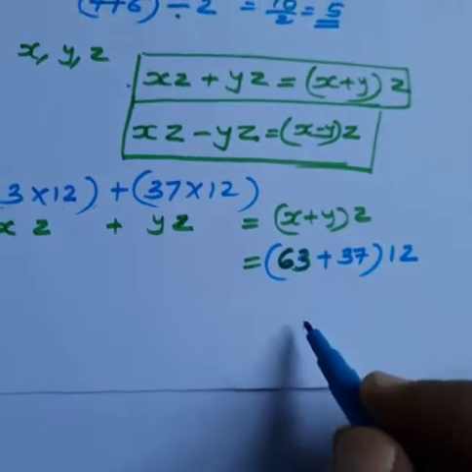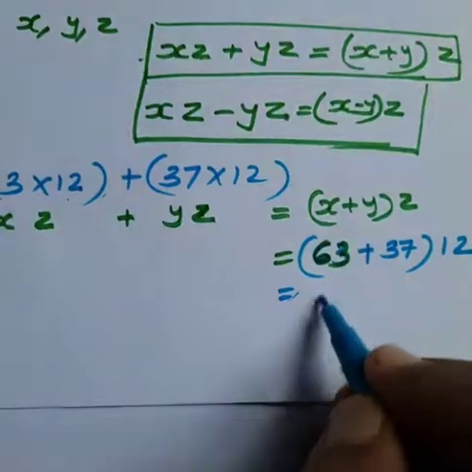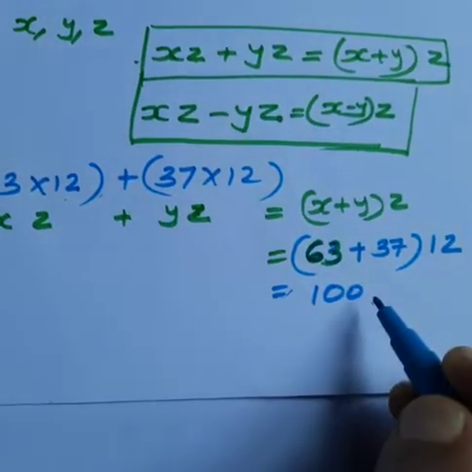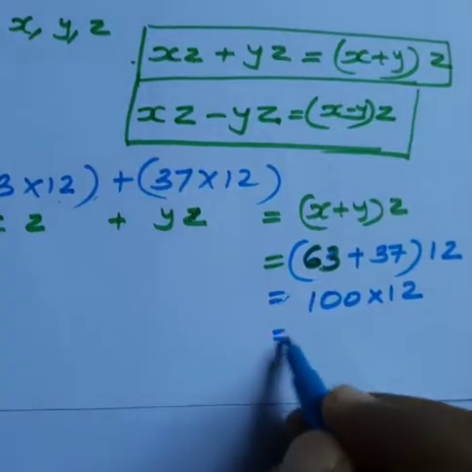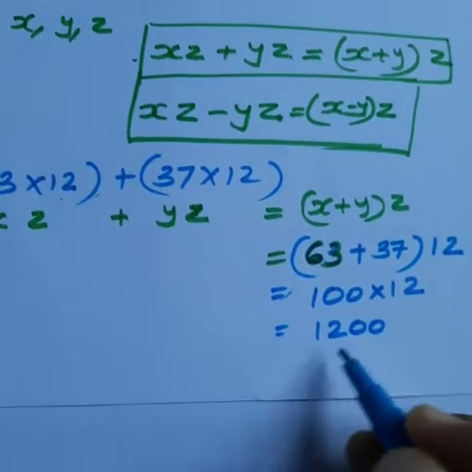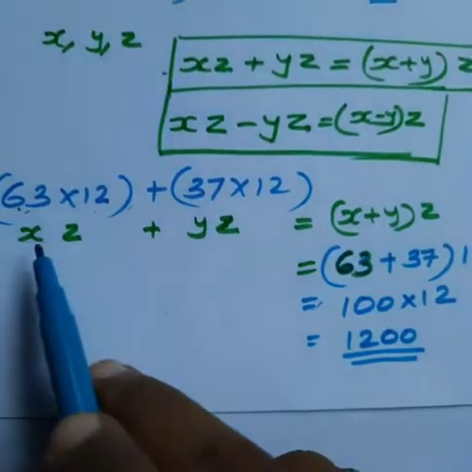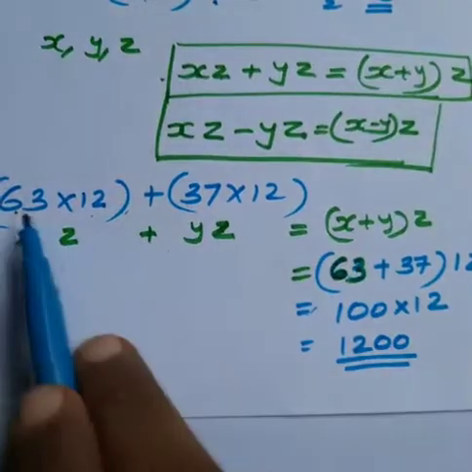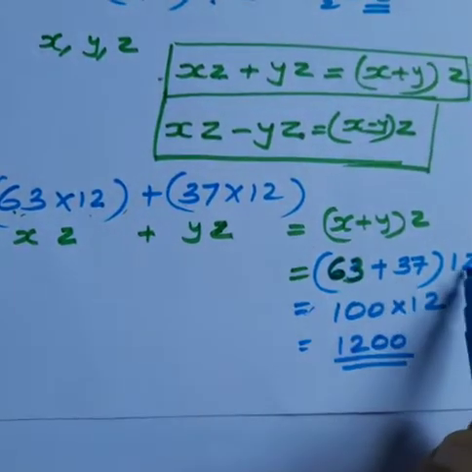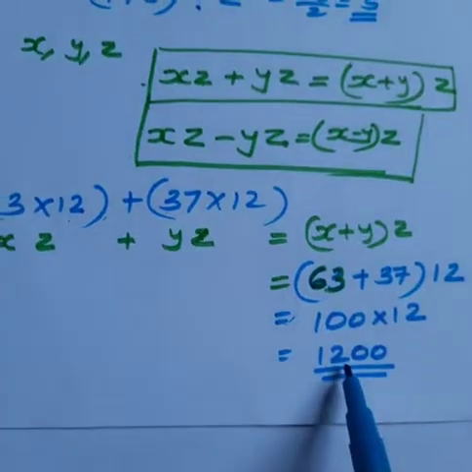How much you will get? 63 plus 37 is how much? 100. Without calculation you can do it. Then multiply it by 12. So what you will get? 1200 is the answer. So xz plus yz is equal to x plus y into z. So 63 plus 37 multiplied by 12. So we'll get the answer as 1200.